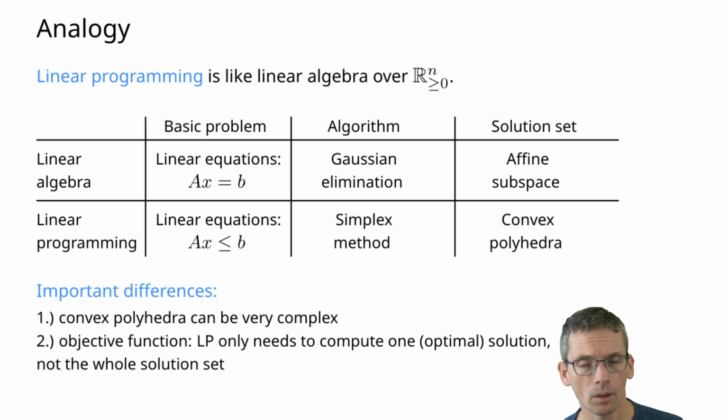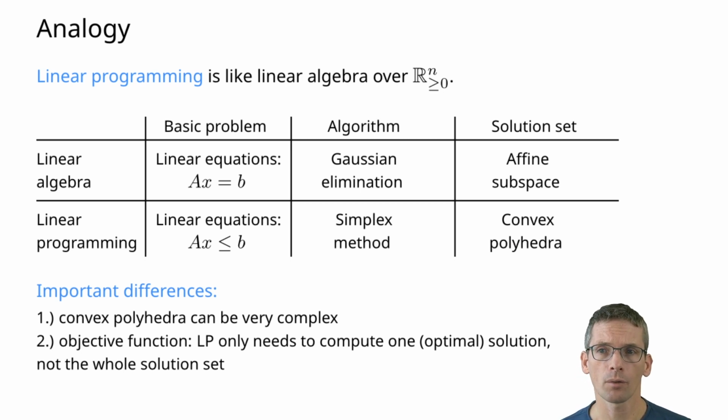What will rescue us is the following. So we also have our objective function. So we don't actually want to compute the whole solution space, but we only need to compute one optimal solution. So if we can avoid computing the solution space, then we can avoid the complexity, at least to some extent, that comes from that. So now let's talk about convex polyhedra or convex polytopes.